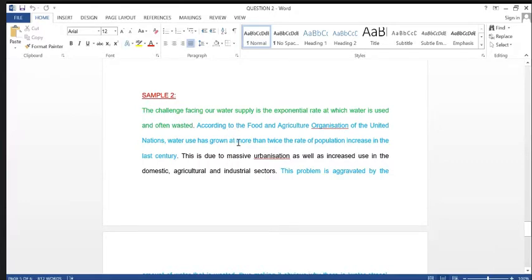Now, water is used and water wasted. And look at the blue, the second sentence. According to the Food and Agriculture Organization, water use has grown. So what is it trying to elaborate? It's trying to elaborate the part on water use. And then we can see the direct relationship. It says that we have a problem because of water use, and immediately they say the use has grown at more than twice the rate of population. And what is the third sentence doing? Look at what starts the third sentence. This is due to. It's further elaborating, further explaining the second sentence, correct?